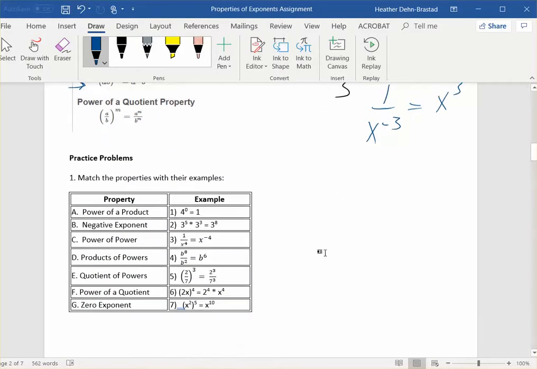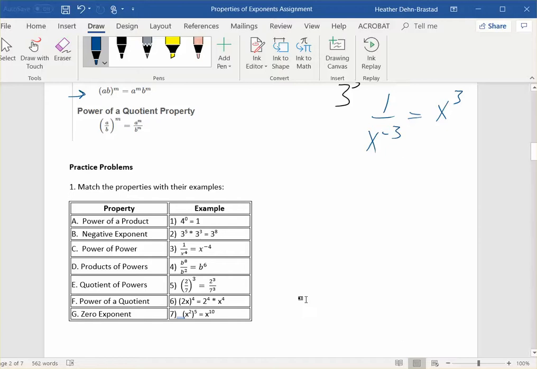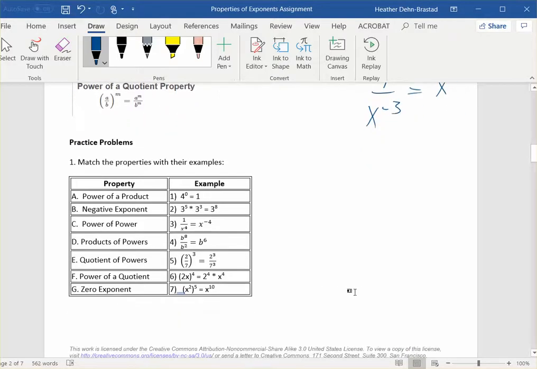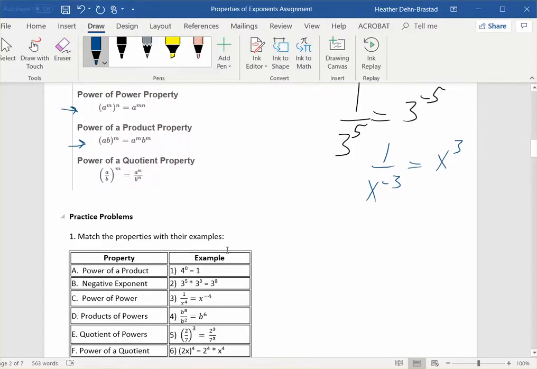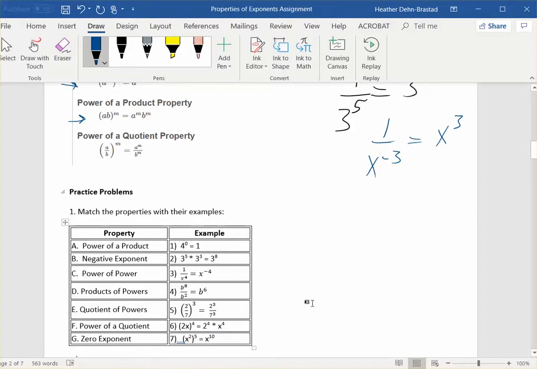All right, this first part is just matching. Now to write your answers, you can do something like this. So A, power of a product. So here's power of a product, right here. The power of a product property is when you have two different bases being raised to an exponent, you can apply the exponent to each base. So you have to look for an example here where it's like that. So two different bases, and they're being raised to an exponent.